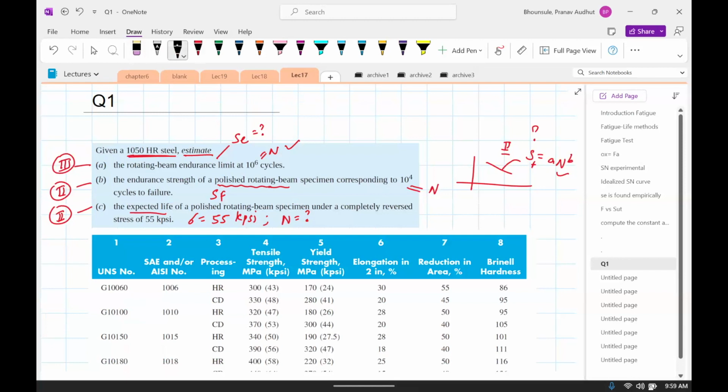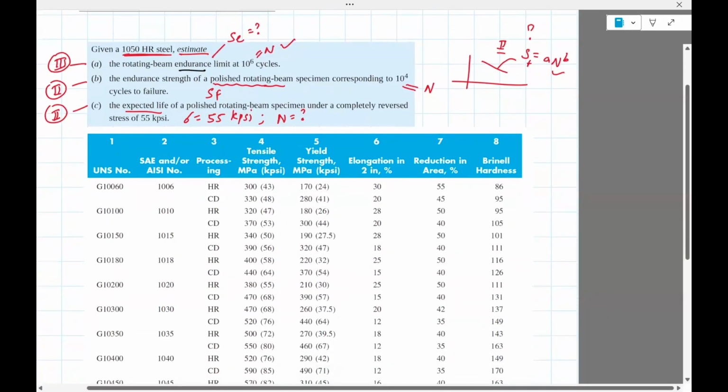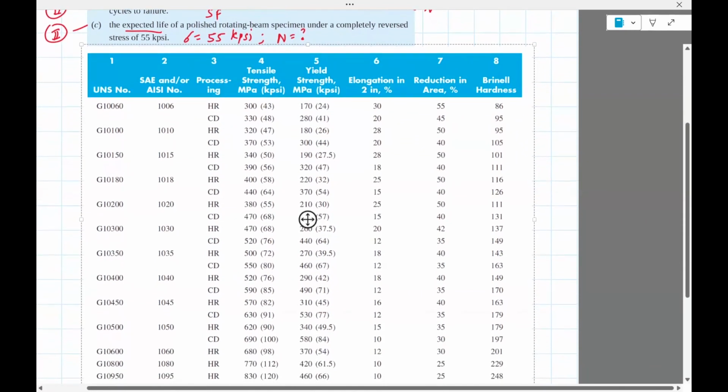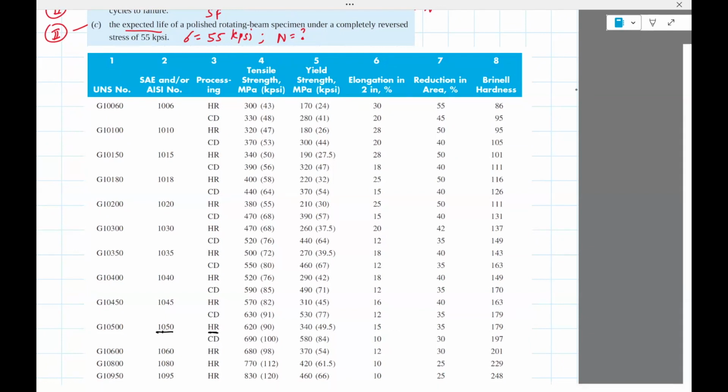As I said, we need to compute the endurance limit. So we need SUT. Maybe it's in this table. So we have H050 HR steel. H050 is here. HR is here. So we need to see something over here. Let's see what these mean. This is yield strength, SY. Next, this is tensile strength. Maybe this is the one, SUT. So we need this value.